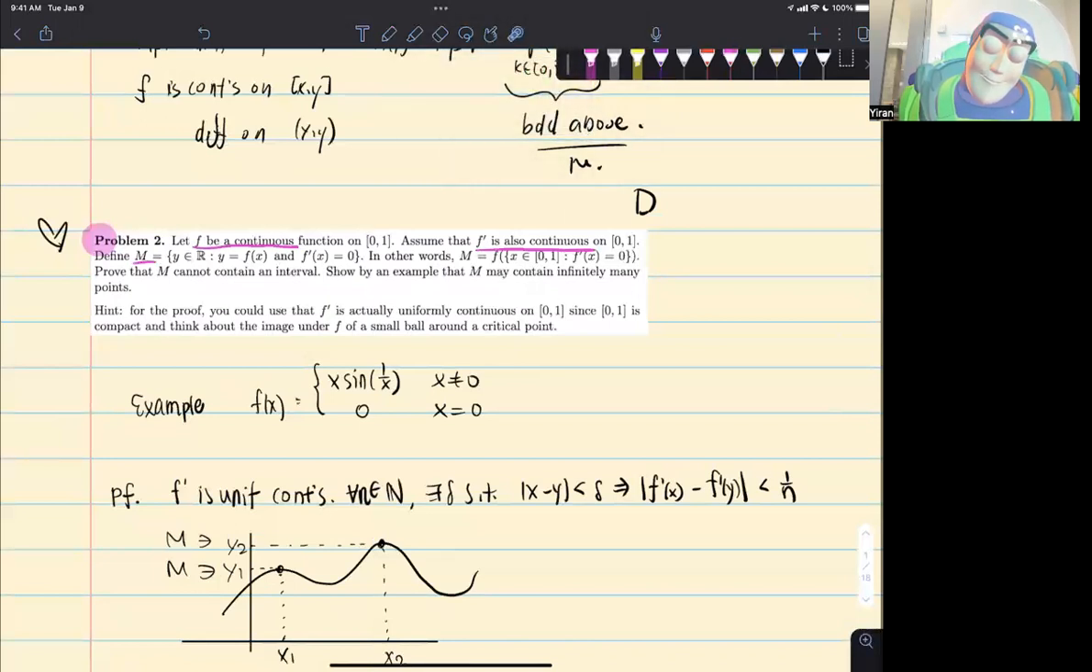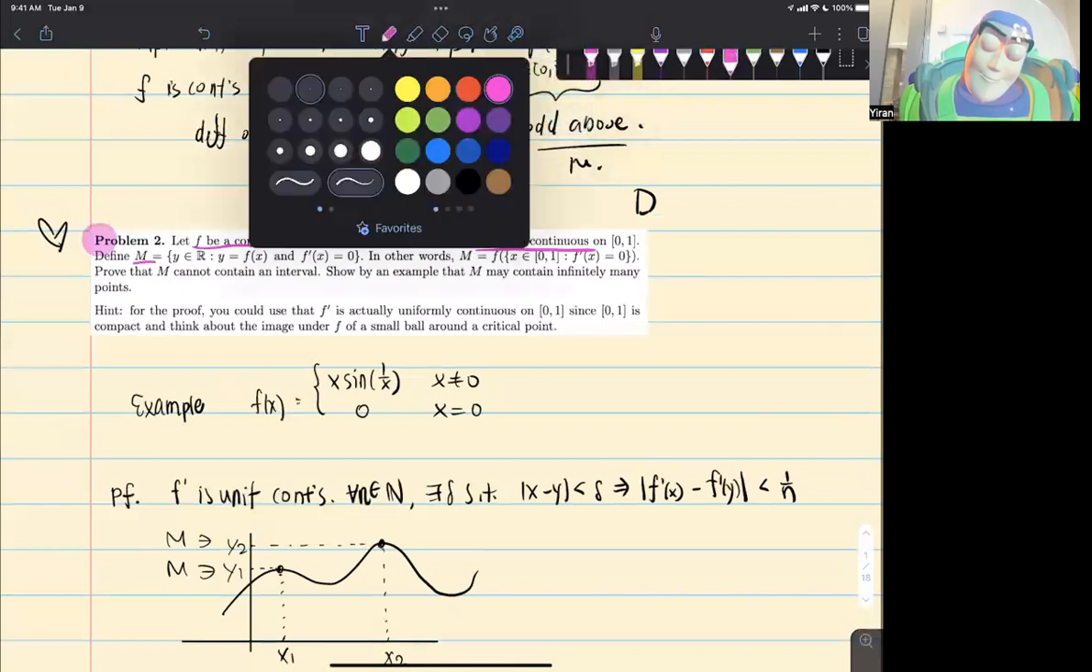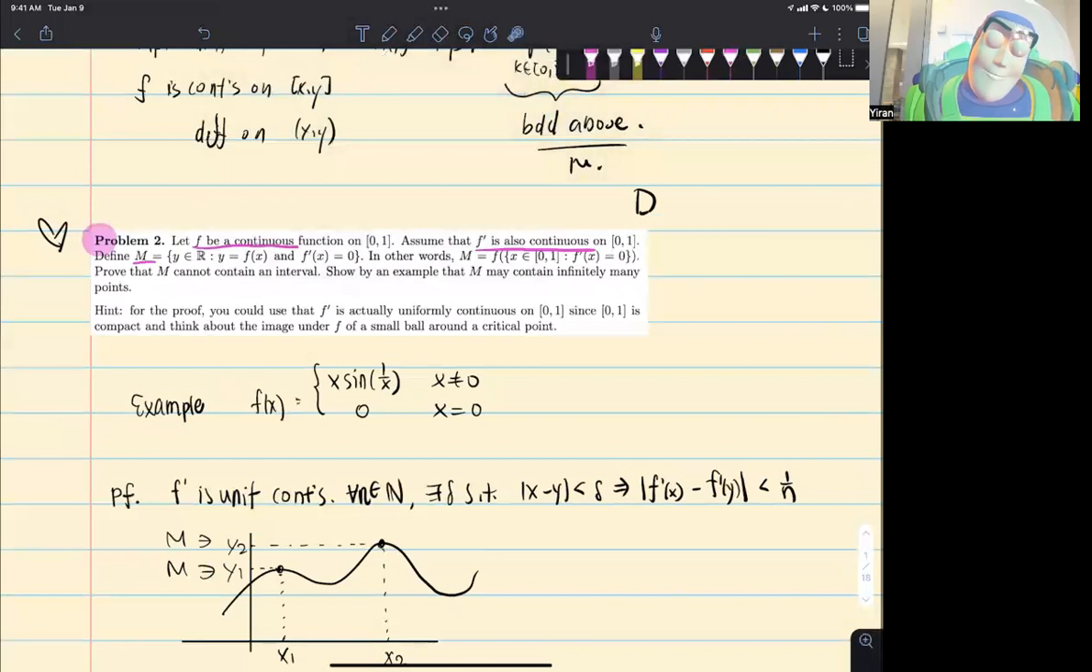Let me try a new thing. Cool. Okay, so let me see if I can change the... No, I cannot change the size of the pen. Okay, seems like not.